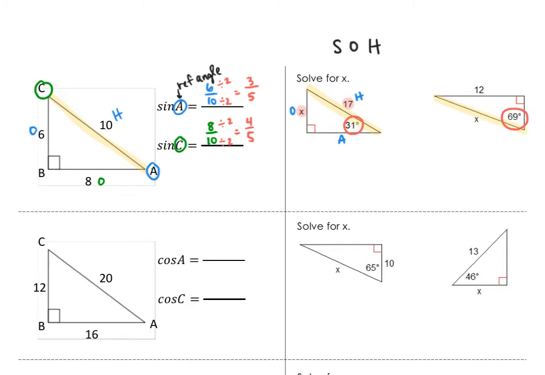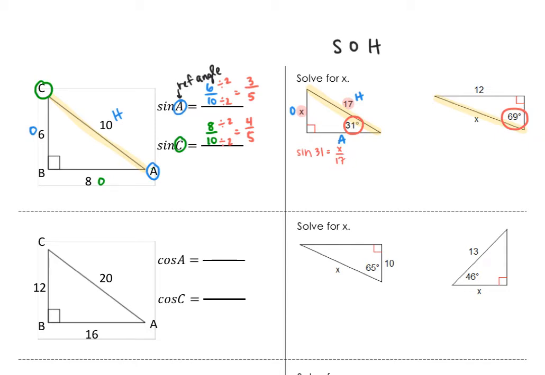So the way you set these problems up is going to be the same for all of them. You're going to write your trig function, which in this case is going to be sine. Then you're going to write your reference angle. Well, our reference angle is 31, so sine 31 equals, and then you're going to set it up opposite over hypotenuse. So it's going to be X over 17. So it's set up the same way as these problems over here. Your trig function, your reference angle, and then your ratio opposite over hypotenuse. So trig function, reference angle, opposite, hypotenuse.